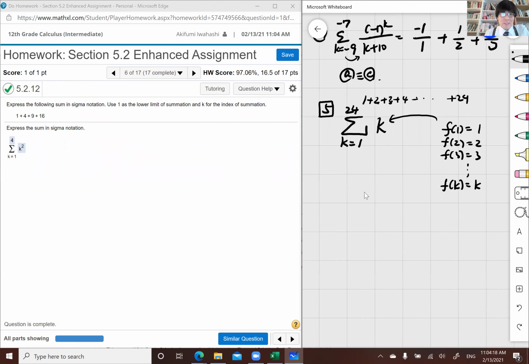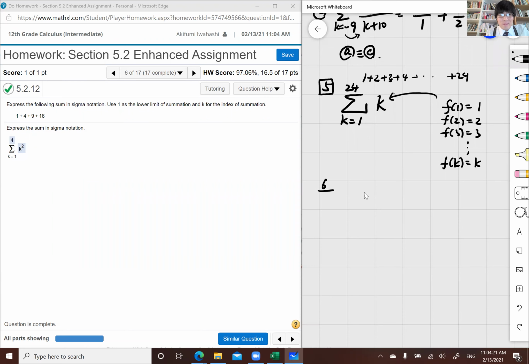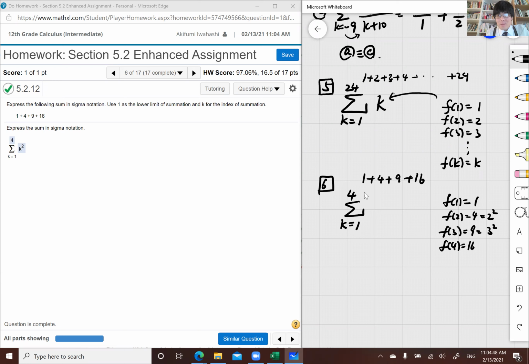Okay, next one, number 6, similar question. Again, I have to use k as the index of summation, and I have to start from 1. There are only 4 terms, so I should have k equal to 1 through 4. Now the first term is 1, the second term is 4, which is 2 squared. The third term is 9, which is 3 squared. And the fourth term is 16, which is 4 squared. So in general, the k-th term is k squared. So it's going to be like this.